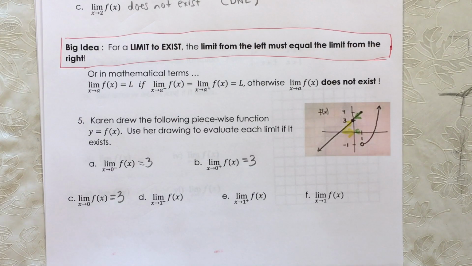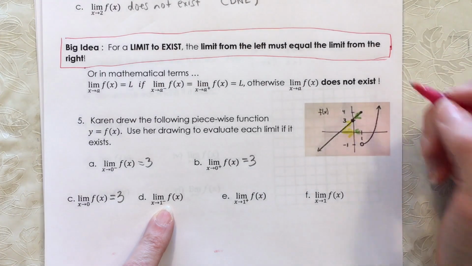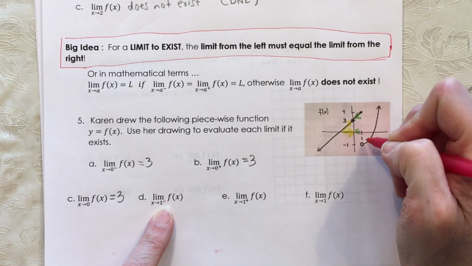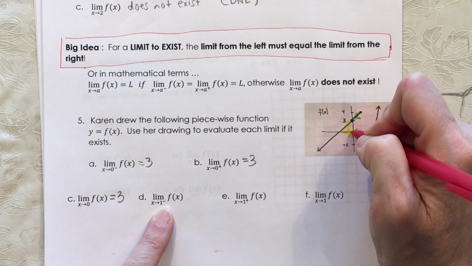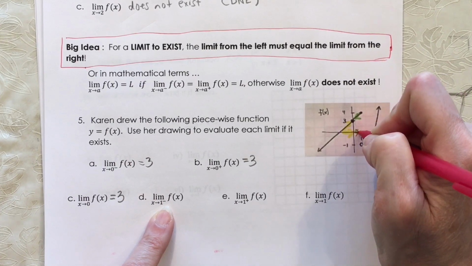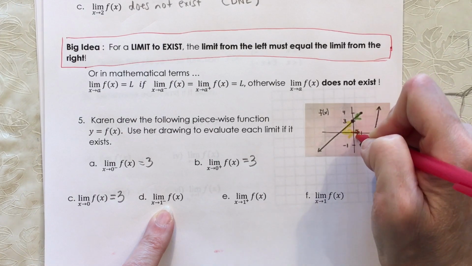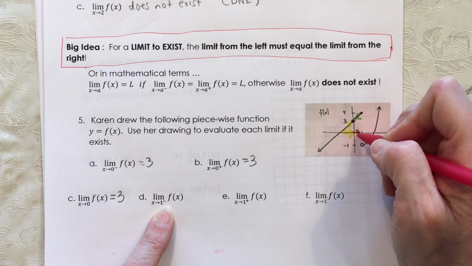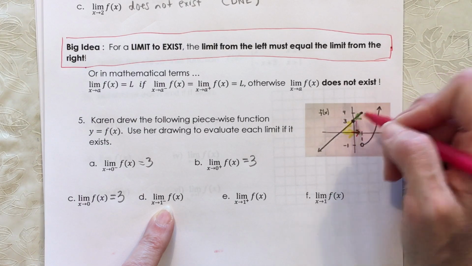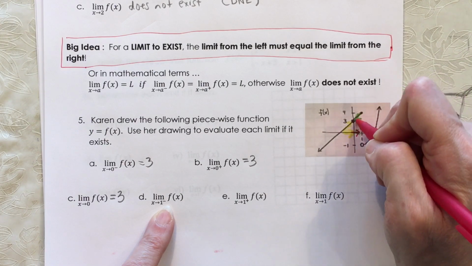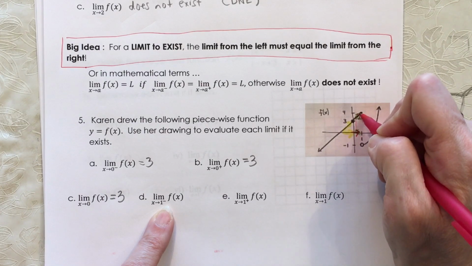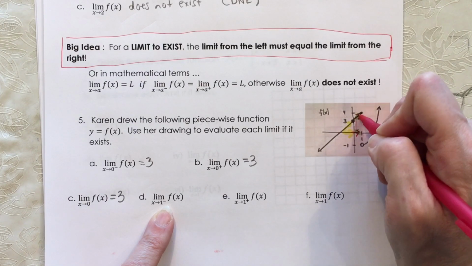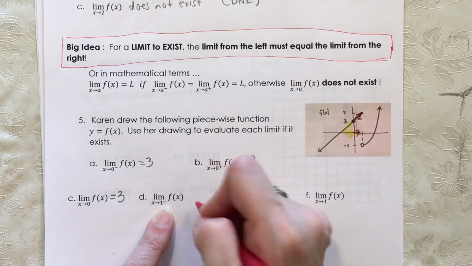Okay, so our next one, the limit as x approaches 1 from the left. So I'm going to use red pen here. So here's 1 from the left. If I'm approaching 1 from the left, what's my curve doing? I'm looking at this branch here still. As x is approaching 1 from the left, my curve looks like it's approaching 4.